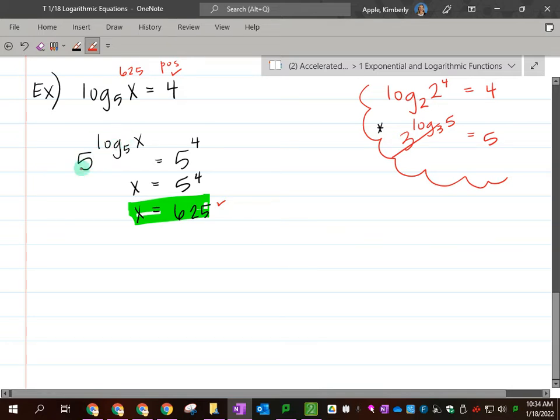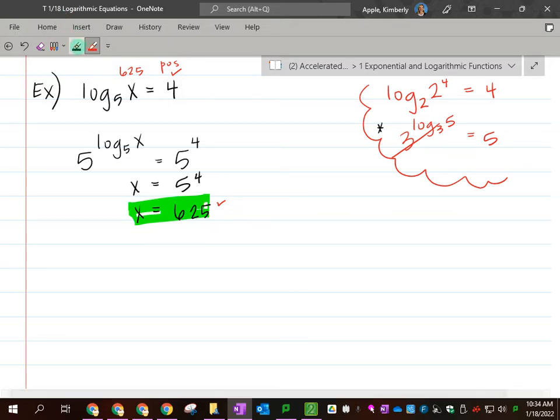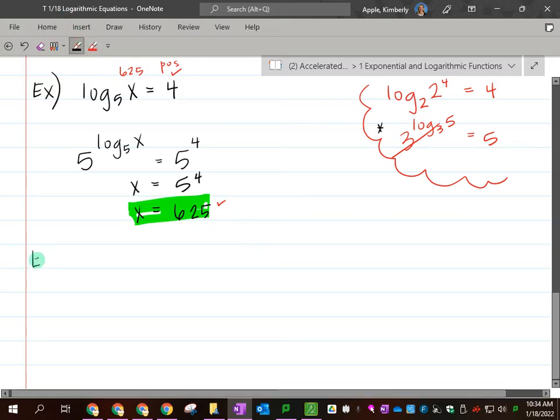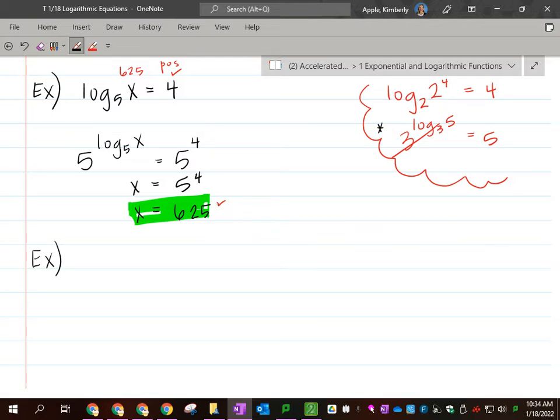But this trick is what we use here. We strategically choose the base and bring both sides up as an exponent of that base. How did I know to use this method? Well, I just had one positive single logarithm with the number on the other side.